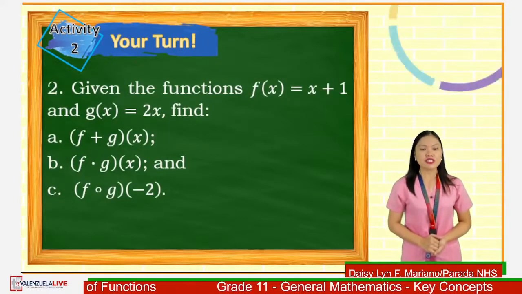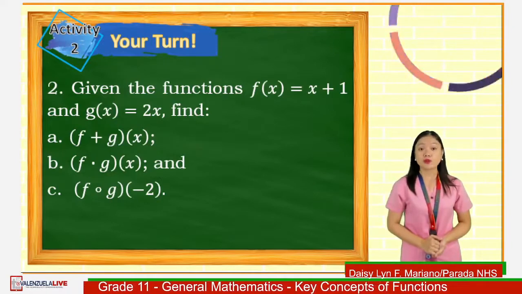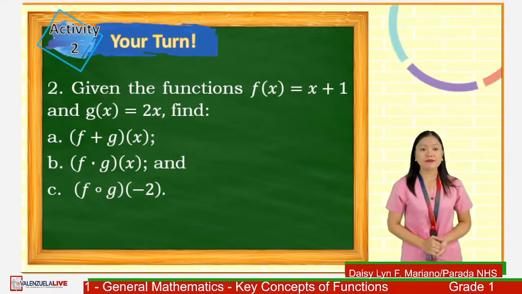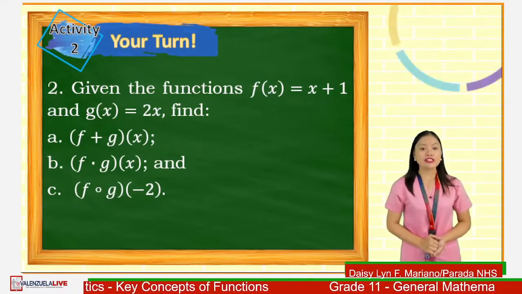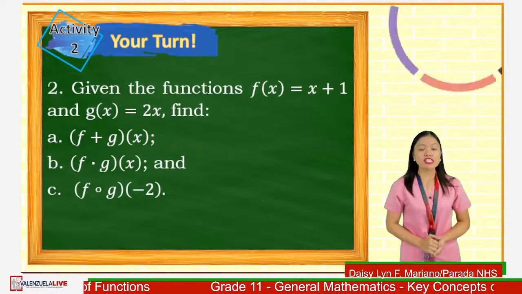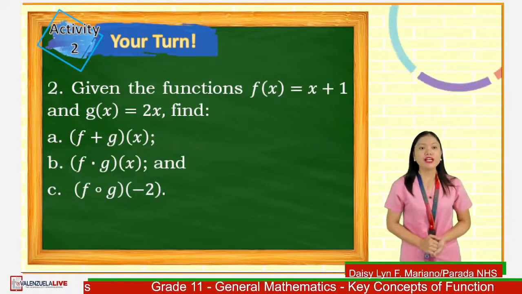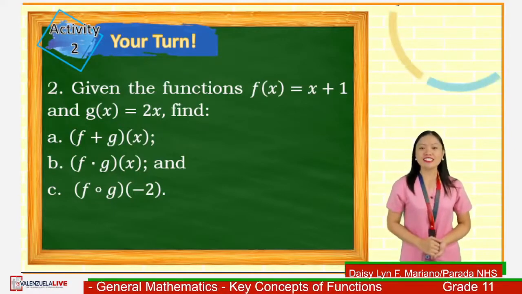Given the functions f of x is equal to x plus 1 and g of x is equal to 2x, find A, f plus g of x; B, f times g of x; and C, f composed with g of negative 2. It's your turn, grade 11. One minute starts now.